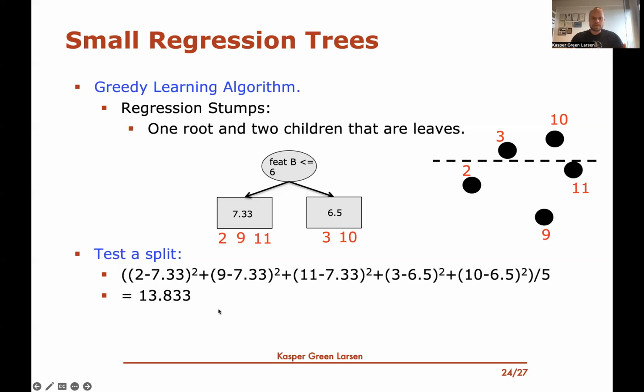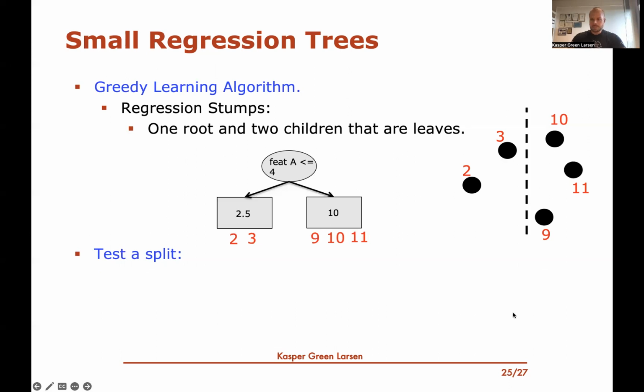Okay, so we've actually evaluated the quality of this split, right? This results in a final loss of 13.833. We could also test this split here, like this vertical split here. This looks a little better if you just look at it, right? Because these numbers over here on the left are closer to each other, and these numbers over here on the right are closer to each other.